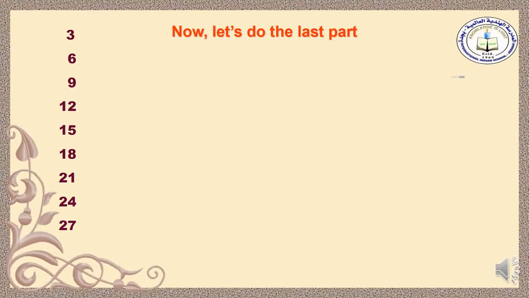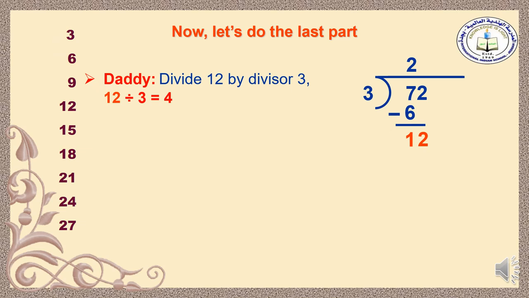Now let's do the last part. We have to start over from daddy. So 12 is to be divided by 3. We will again check the 3 table. Here in the 3 table, 3 ones are 3, 3 twos are 6, 3 threes are 9, 3 fours are 12. So we are getting a 4.